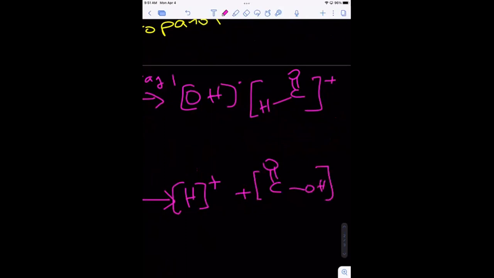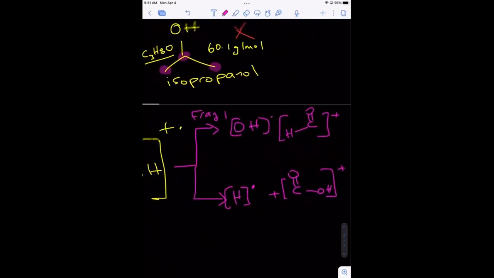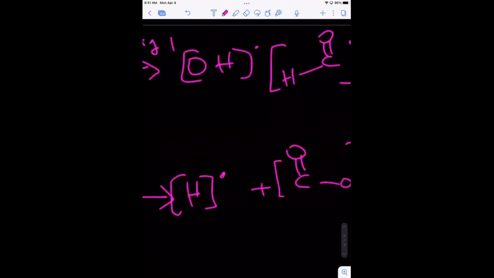We'll make that, actually, let's make this the cation, and let's make this the radical. That's a little bit more stable. The carbonyl is more stable as a cation because you can do resonance and stabilize it with those electrons on oxygen.